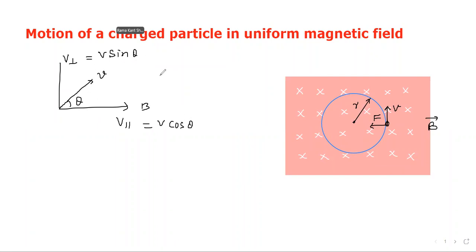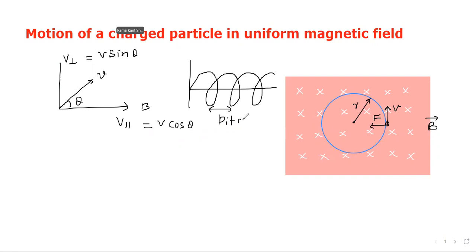Here v sin theta will provide the centripetal force, and v cos theta will lead the particle forward, and the particle will follow a trajectory like this, which will be a helix. And this distance, which is the distance covered in one time period, is called pitch. So we will try to get the relation for pitch, and we will do some numericals thereon.